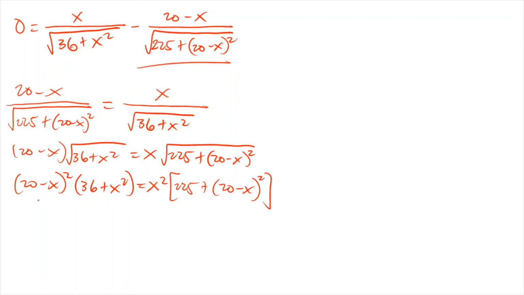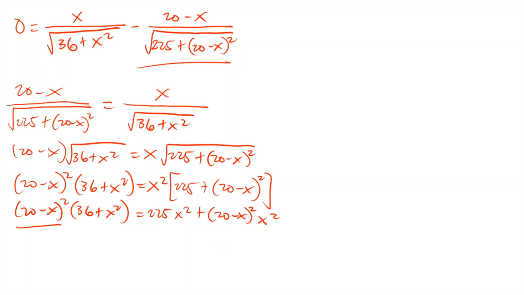Let's leave the left side of the equation as is for now. 20 minus x squared times 36 plus x squared equal to, and then let's distribute x squared. So we get 225x squared plus 20 minus x squared times x squared, right? If you look at this equation, we have common factors, 20 minus x squared, and we have 20 minus x squared on the other side. So we can combine the two terms, right?